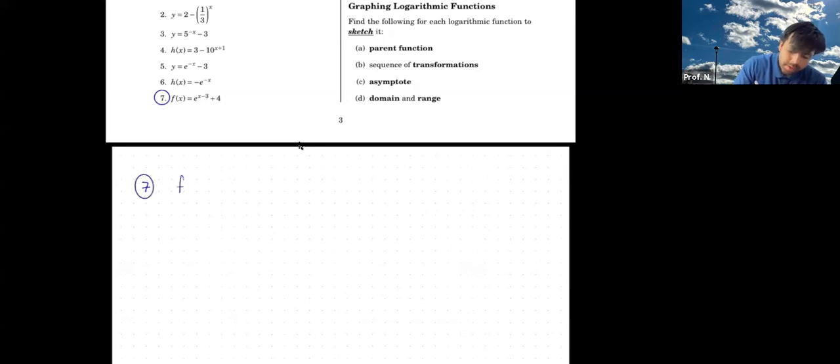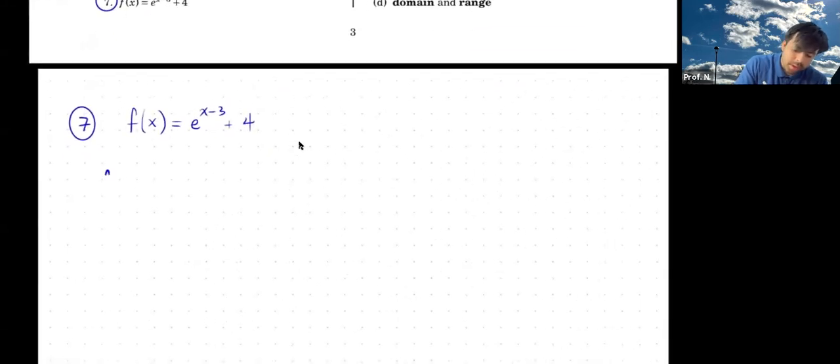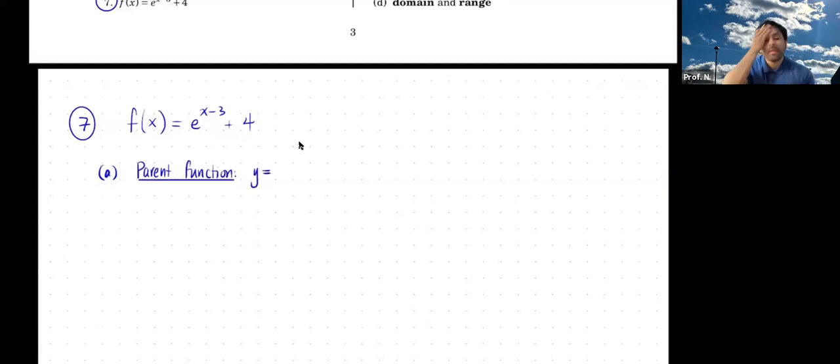So what we have here is f of x equals e to the x minus 3 plus 4. So the first thing I want to figure out in part A is the parent function, of course. So what is my parent function? So what's the most basic kind of exponential function whose base is e?